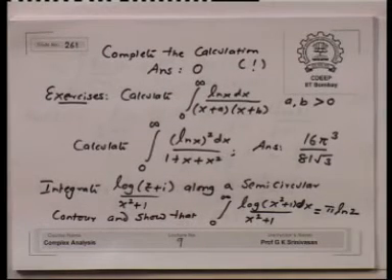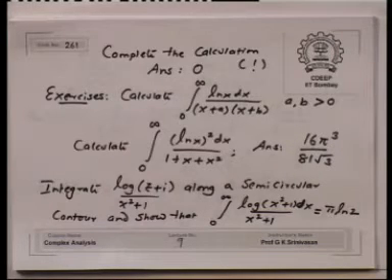Finish the calculation. Some more exercises: compute the integral from 0 to infinity of ln x dx upon (x plus a) into (x plus b). Which function are you going to take? f of z equal to (log z) squared upon (z plus a) into (z plus b). How many poles are there inside the contour? None. a and b are positive, so minus a and minus b are both outside, right, since a and b are positive.